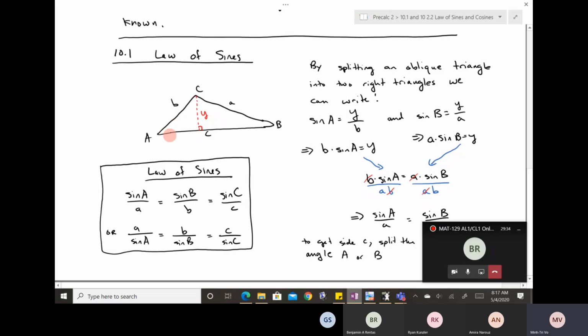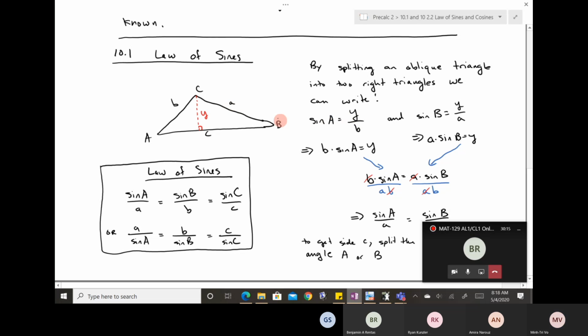Because each of these 2 smaller triangles is a right triangle, we can relate the sides using sine. For angle A, opposite is y, and the hypotenuse in this smaller triangle is b. So sine of A is equal to y over b. Similarly, on the triangle to the right, opposite to angle B is again side y, so sine of B is y over a.